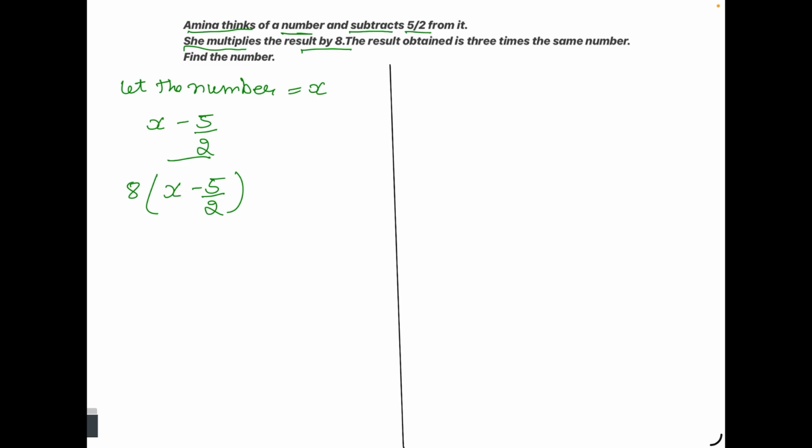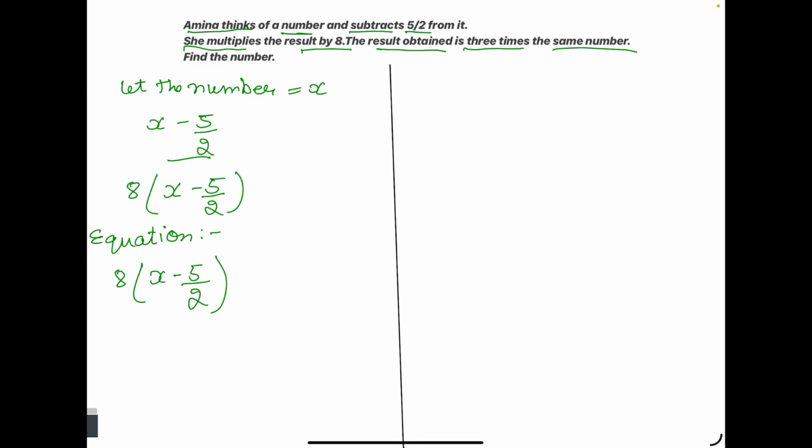Now according to the question, the result obtained is 3 times the same number. So now our equation will be 8 times (x minus 5 over 2) is equal to 3x. Why 3x? Because here it is written in the question the result is 3 times the same number.